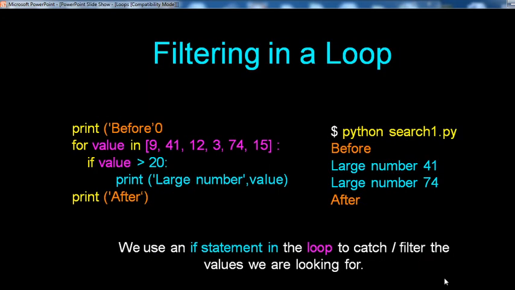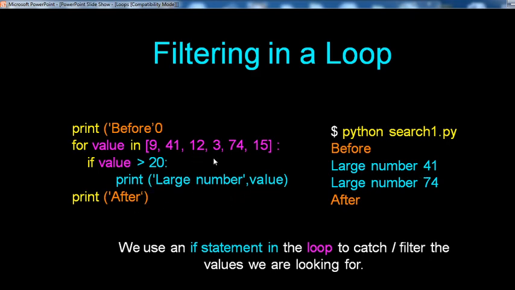Now the next point is filtering in a loop. What does filter actually mean? You want to filter some values. Here is an example: print before, then for value in 9, 41, 12, 3, 74, 15. What do you want to filter? If value is greater than 20, print that larger number, and then print after.